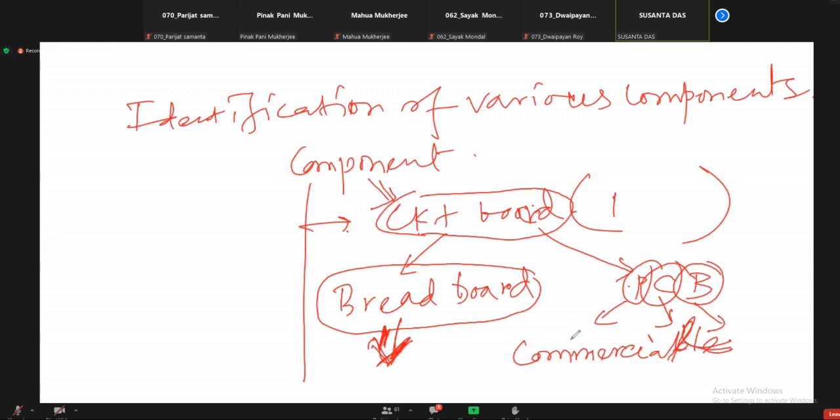Okay, you follow, you can understand. Okay, so this is the PCB, that stands for printed circuit board, and this is used in the commercial instruments. It is used in commercial instruments. Okay, so any question up to this point?